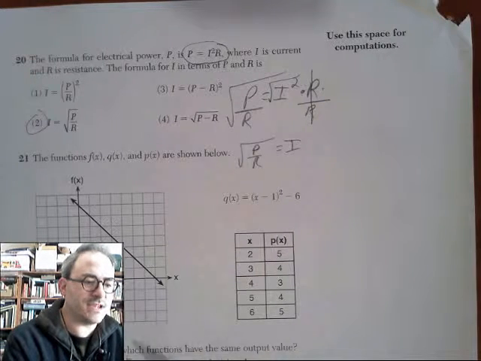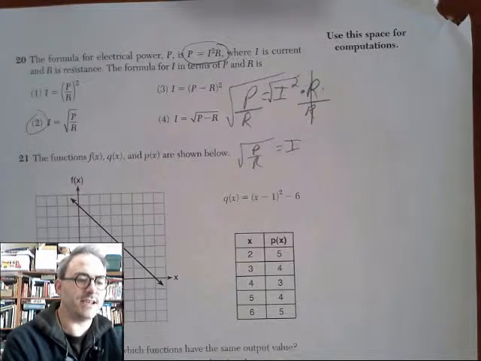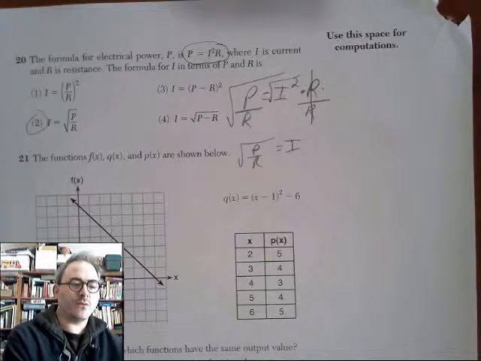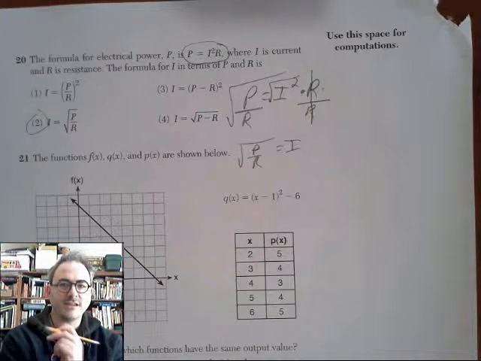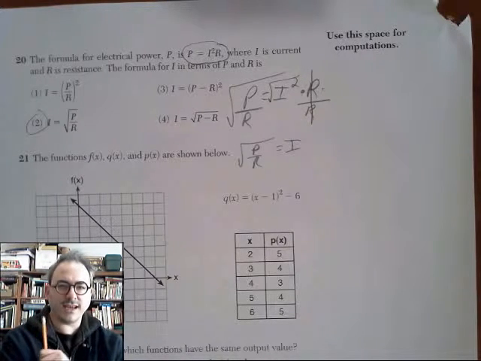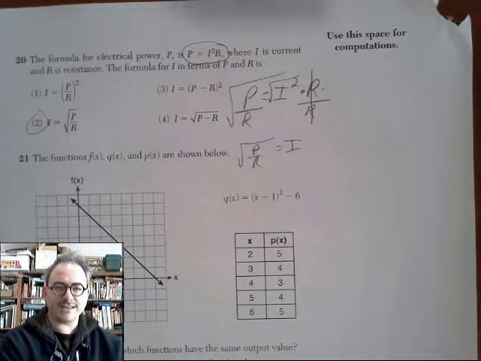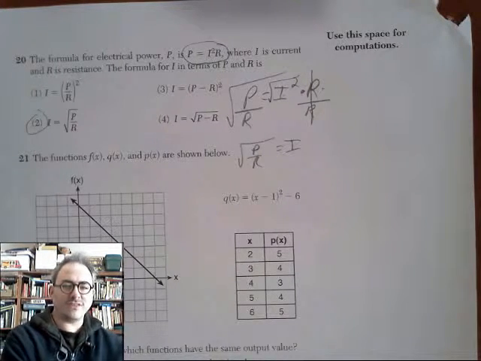When the input is 4, which functions have the same output value? Okay, pause the video. I hope you can do this. I think you can. I think you've got this. Look for when 4 is the input, which ones of these have the same output? Pause.